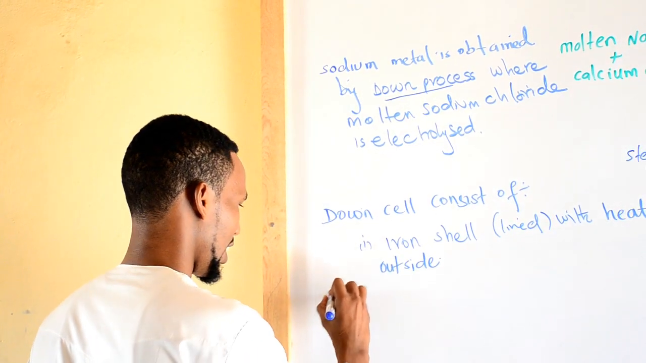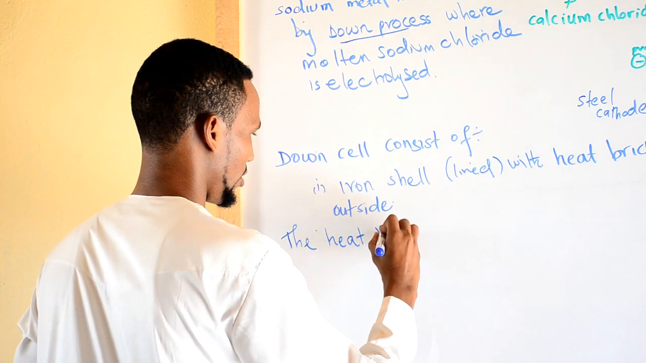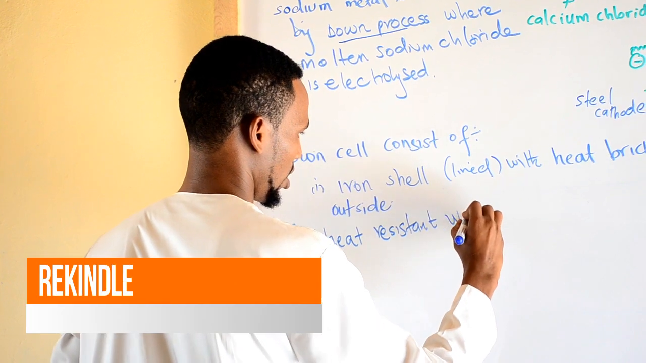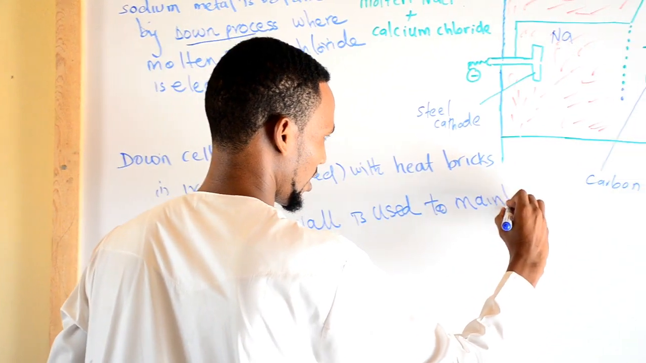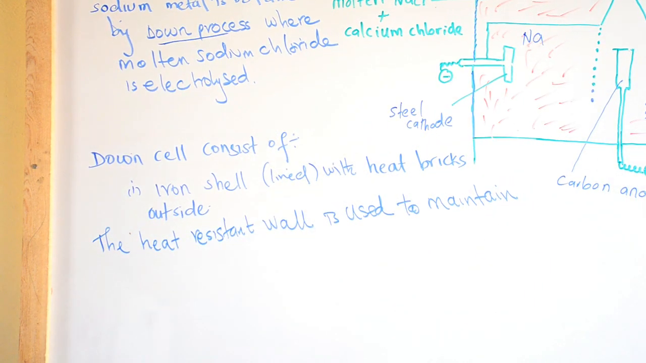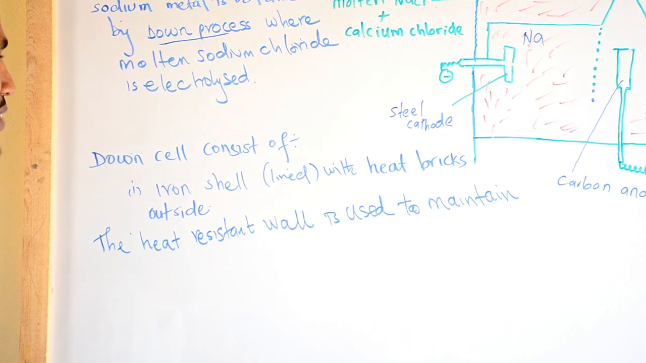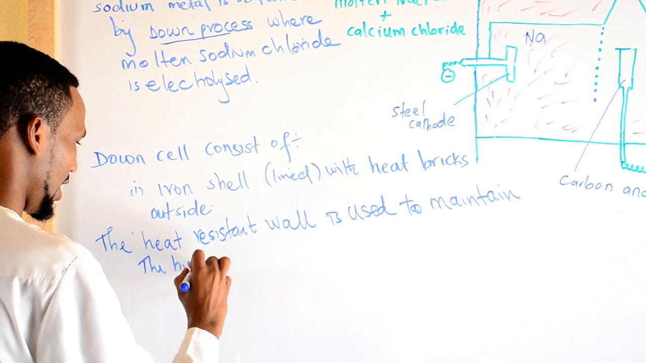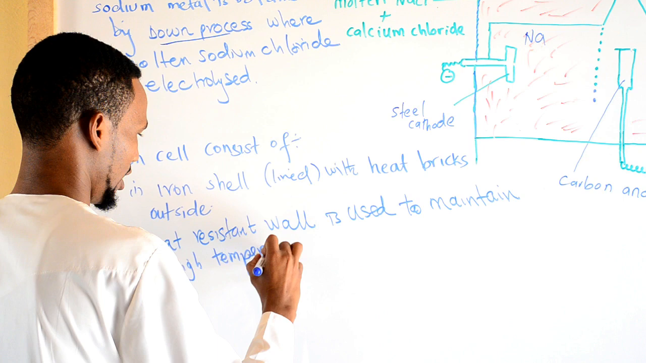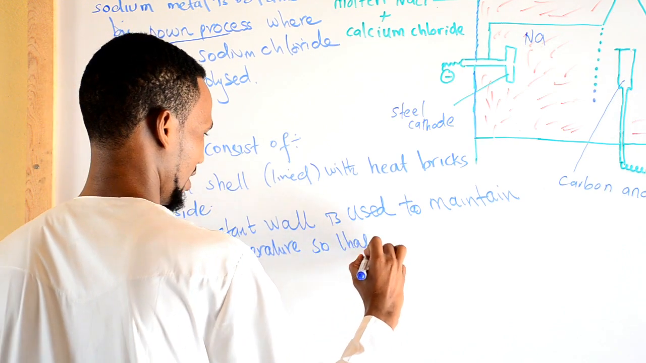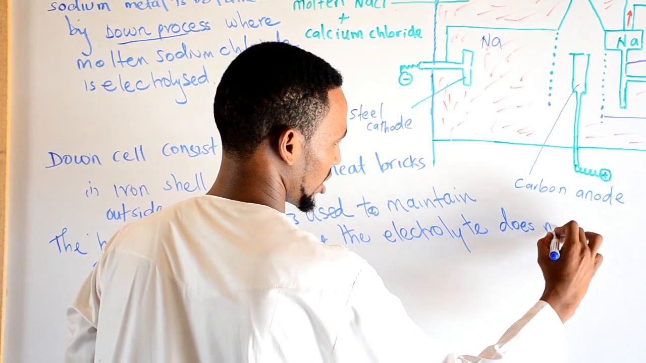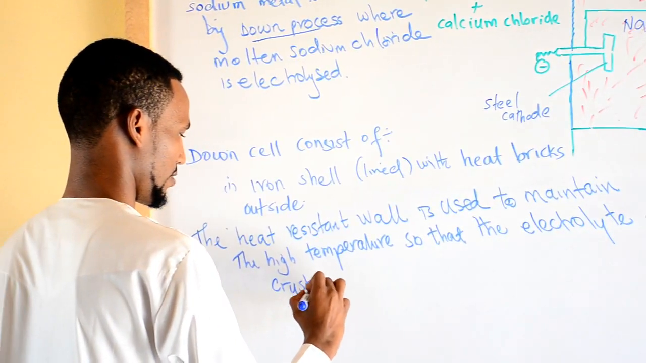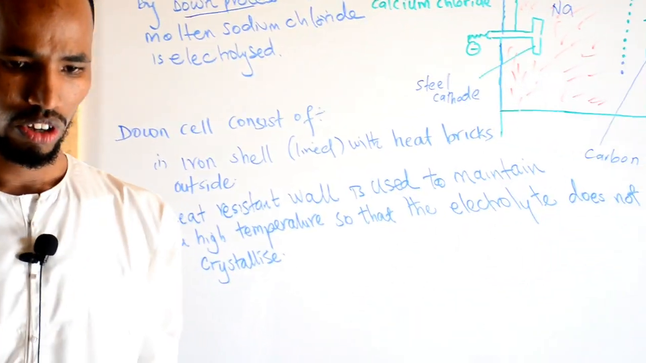So basically, the heat resistant wall that is covering the outer layer, made up of heat bricks, is used to maintain the high temperature so that the electrolyte, remember our electrolyte is molten sodium chloride, does not crystallize.